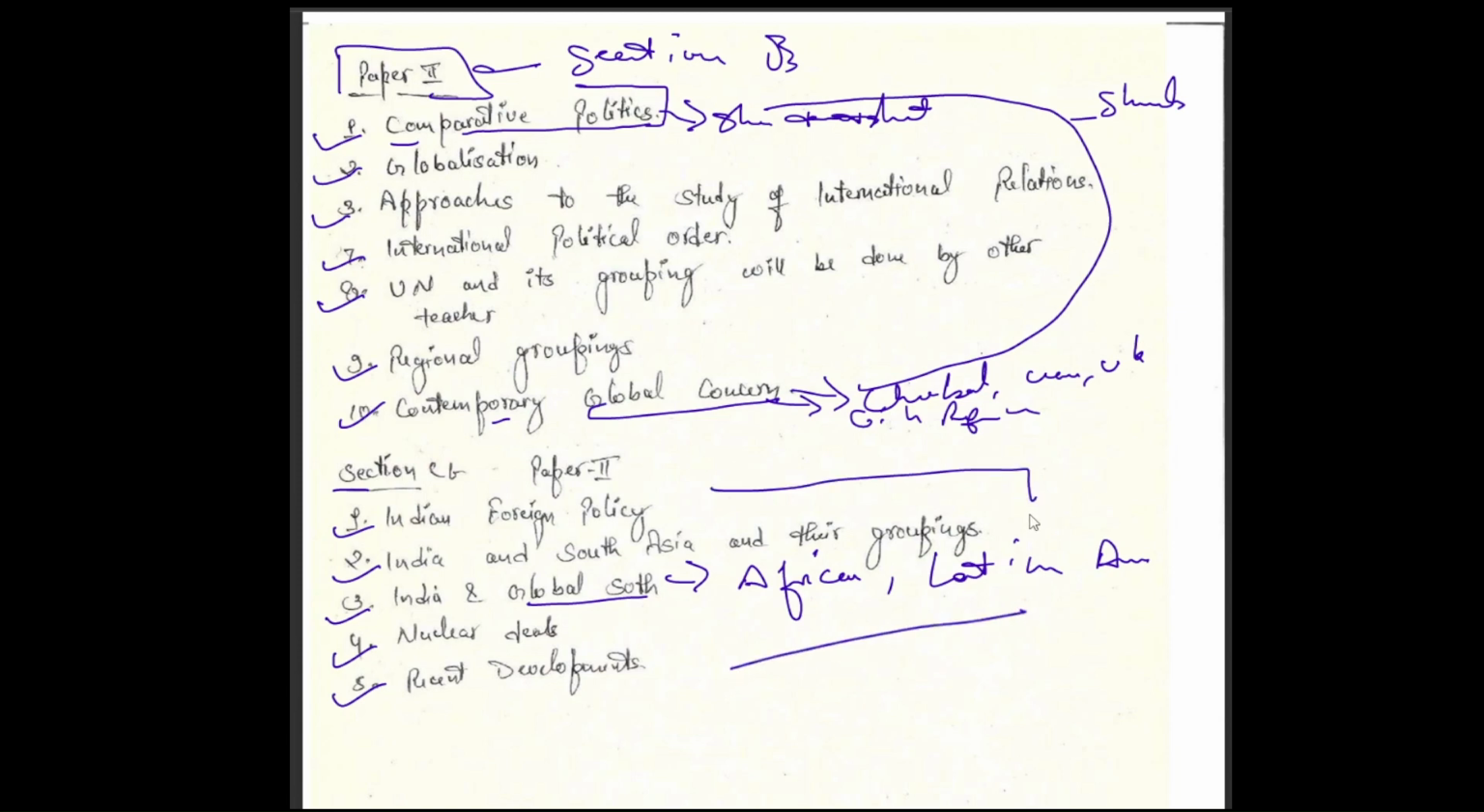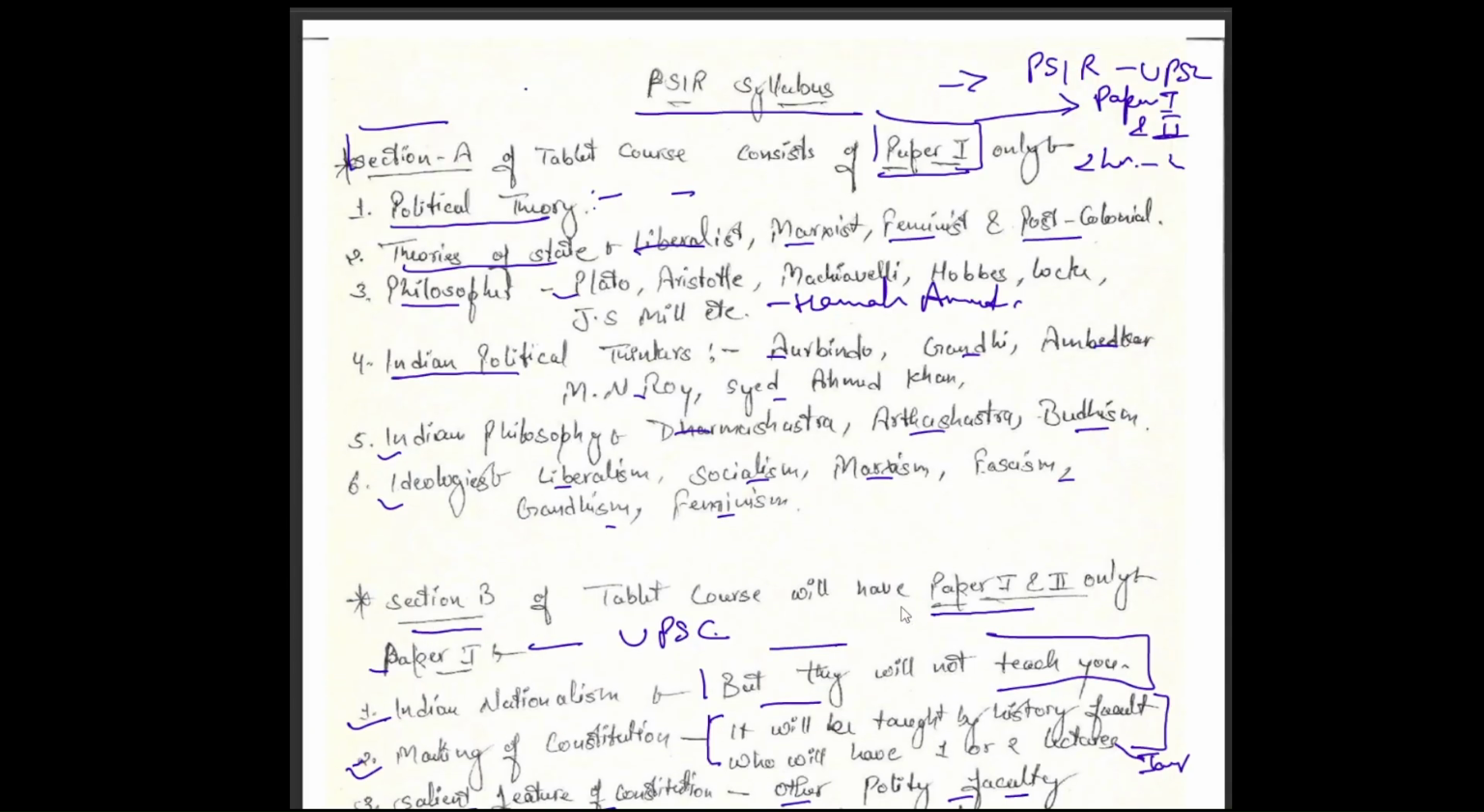Some of these lectures will be taught by another faculty. There will be one or two lectures. In section C, you're going to have fewer classes. Section C doesn't have many classes. It will be comparatively low compared to the others, as section A will be of much importance.